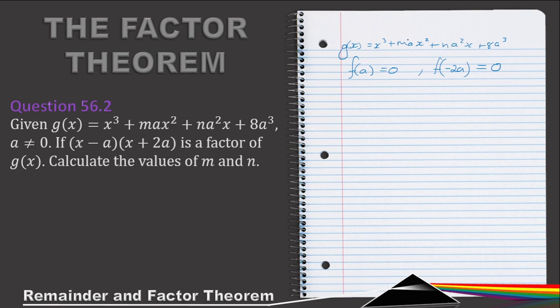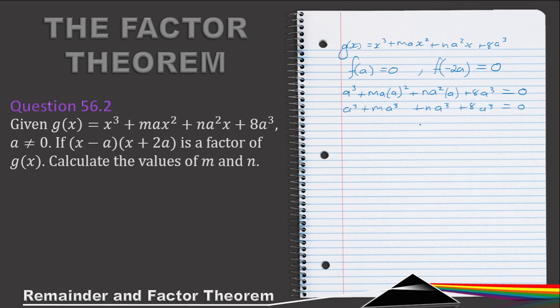So if I substitute in a wherever I see x, so a to the power 3 plus m a to the power 2 plus n a squared a plus 8 a to the power 3 equals 0, and simplify, we have a to the power 3 plus m a to the power 3 plus n a to the power 3 plus 8 a to the power 3.